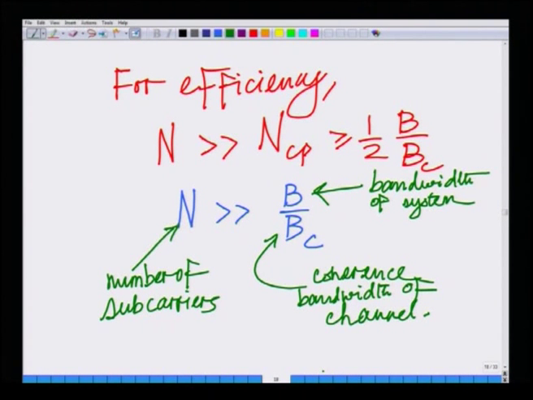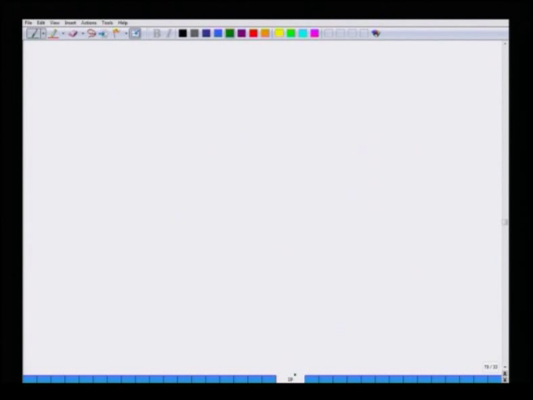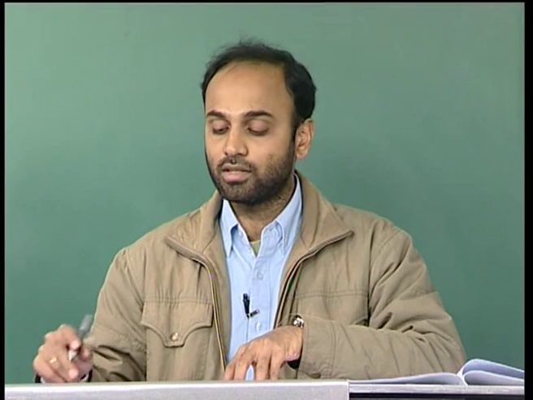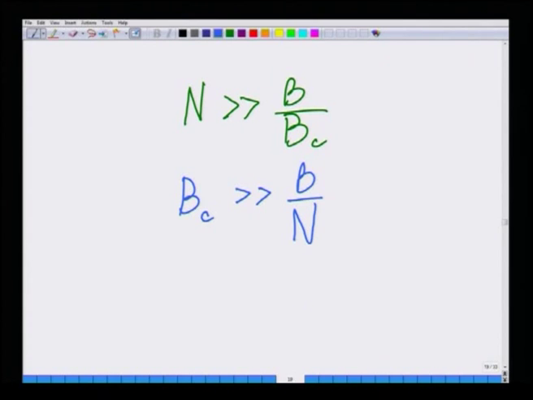N is much greater than B over BC, and now I have something very interesting. So I look at N much greater than B over BC, I rearrange these terms, which means now taking BC to the left, I can write this as BC is much greater than B over N, and this is a very interesting result. This is the coherence bandwidth, it's much greater than B over N.